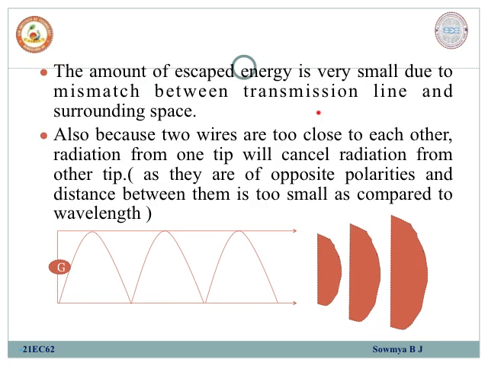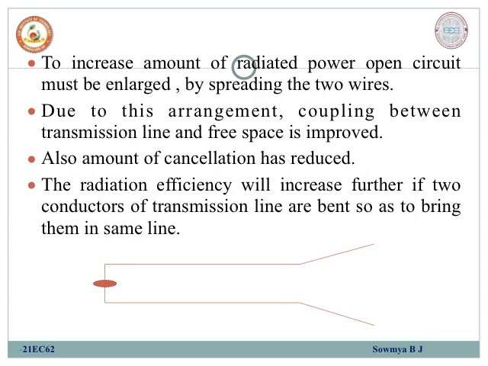And this amount of escaped energy is a very small value. Why it is very small is because there is a mismatch between the transmission line and the surrounding space. This is our transmission line and this is the surrounding space. There is always a mismatch between this transmission line and the surrounding space. So this amount of escaped energy will be very small. And also, since the two wires are too close to each other, the radiation from one tip will cancel the radiation from the other tip, because they are of opposite polarities and the distance between them is too small compared to the wavelength.